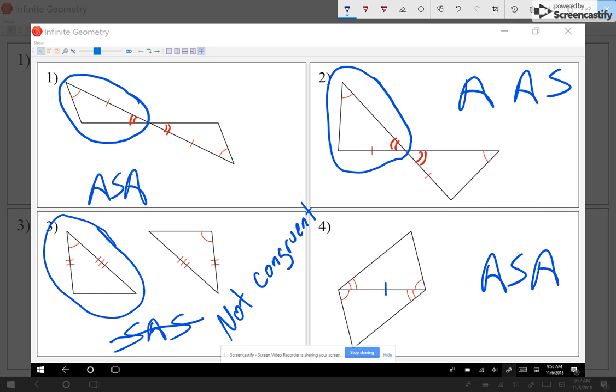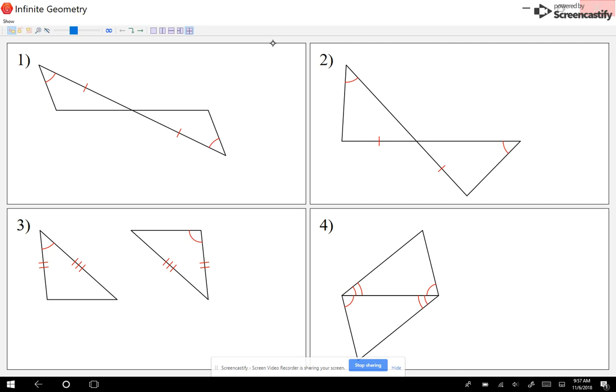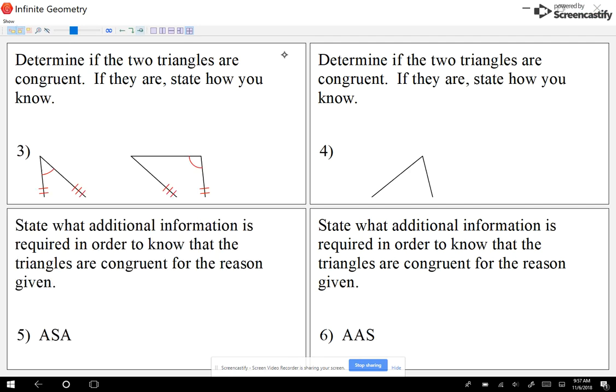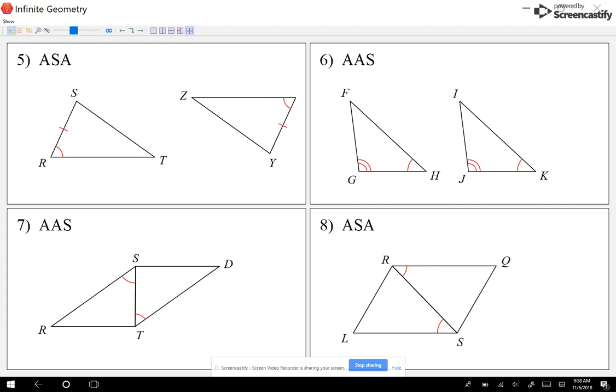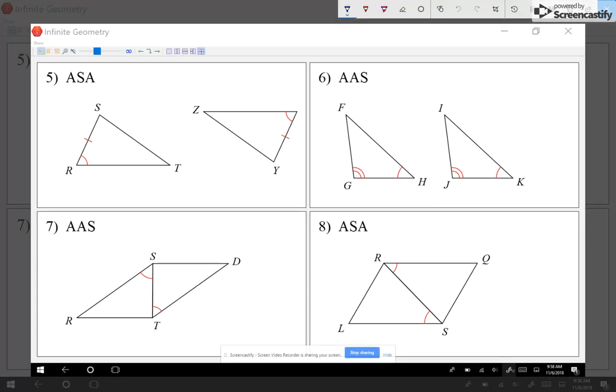Any questions on these 4? No? Okay. Now, let's take a look at questions 5 through 8, my examples. State what additional information is required in order to know that the triangles are congruent for the reason given. So in this case, I'm giving you your triangles, and I'm asking you to give me a side or an angle that I'm missing.